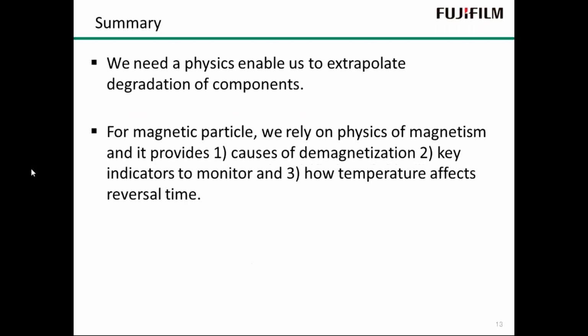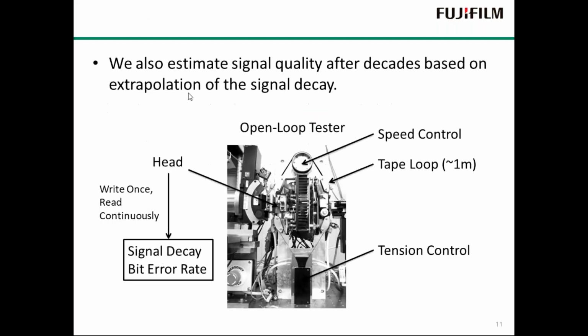So here is a kind of summary. As explained, we have been relying on physics, which enables us to extrapolate degradation of tape media components. For magnetic particle, we rely on the physics of magnetism, and it also provides the causes of demagnetization, the key indicators to monitor, and how temperature affects the reversal time, which is equal to the lifetime of the magnetic particle. So I think that's it.